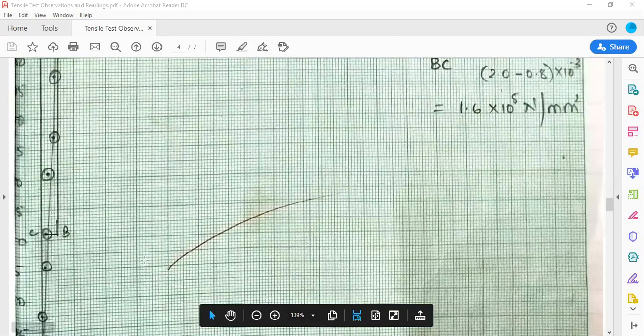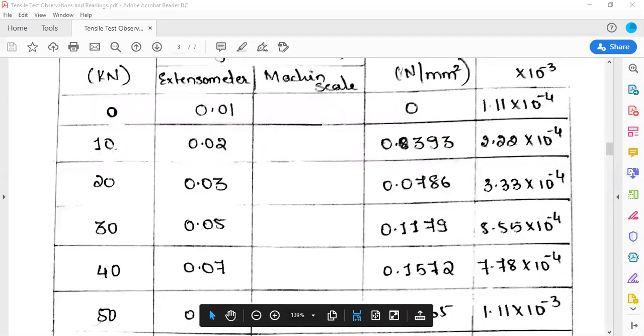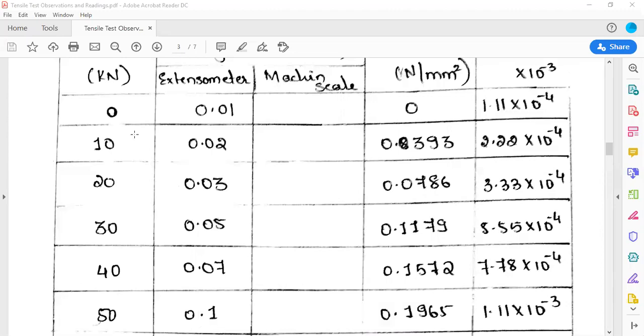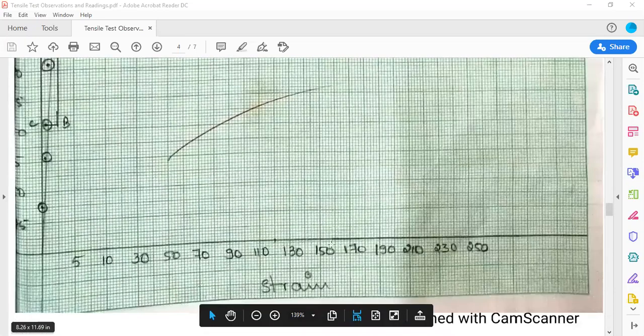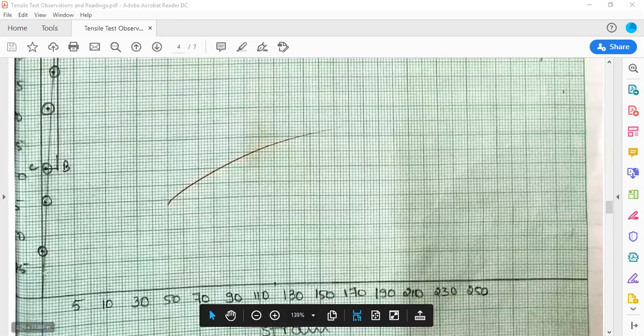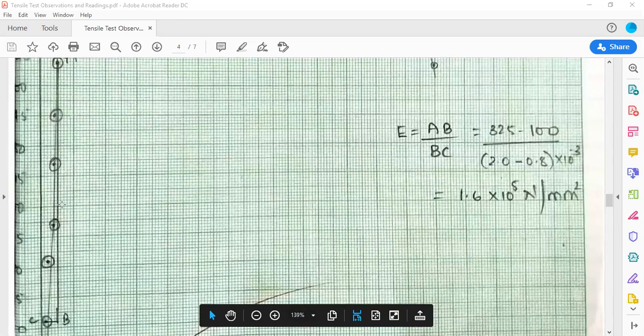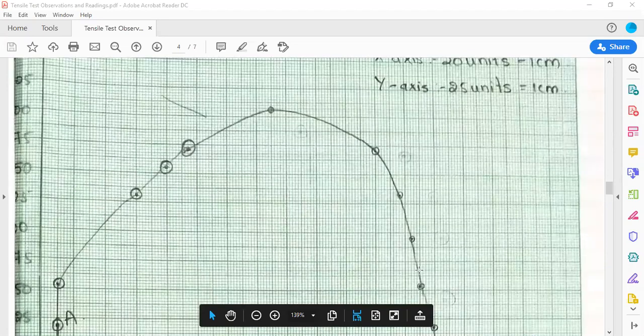Similarly, if you see the tabular column, when you apply 10 kilonewton, the observed stress is 0.0393. At 0.0393, the strain observed is 2.2 into 10 raised to minus 4. For each point, you need to draw the stress versus strain. In the x-axis, you have to take down the strain, and in the y-axis, you have to take down the stress. After that, you have to plot the graph. This is how the graph is going to look.